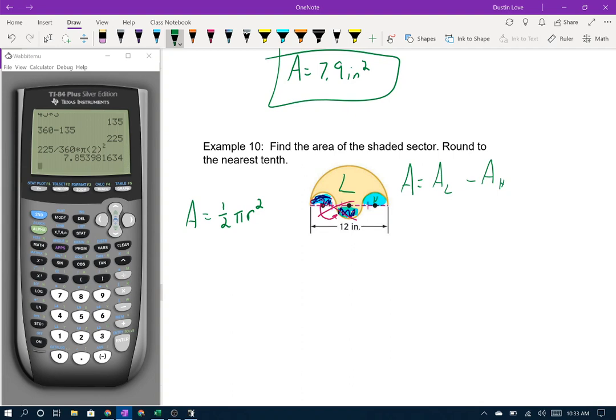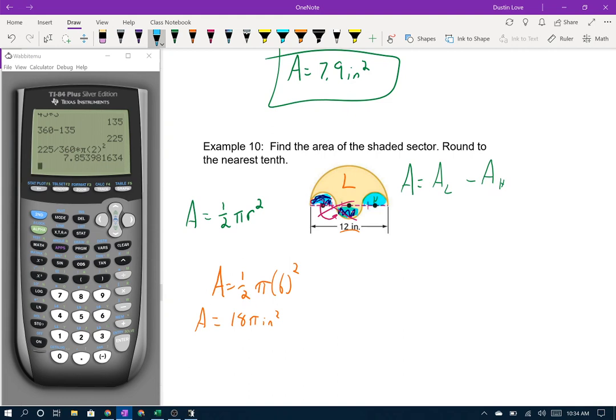So let's do the large area first, and let's do that with orange. So its area equals 1/2 times pi. It looks like my diameter is 12, therefore the radius is 6. And now 6 squared is 36. 36 times 1/2 is 18 pi. I guess I should make that inches squared. That's the large one. Now let's do the small one in blue.